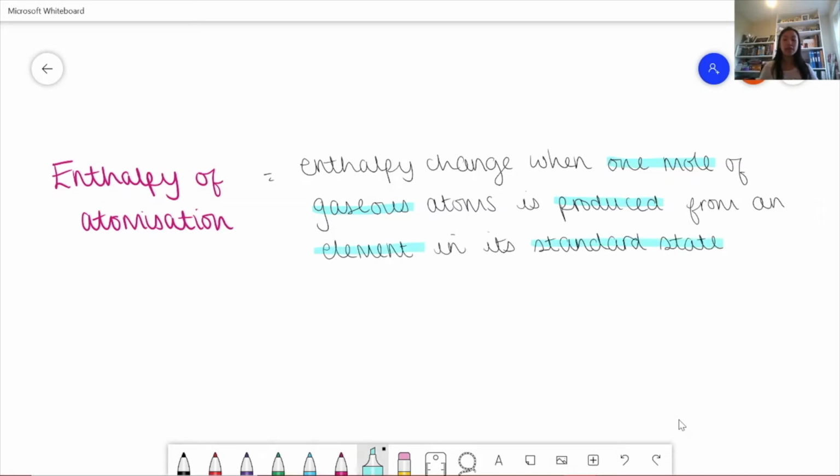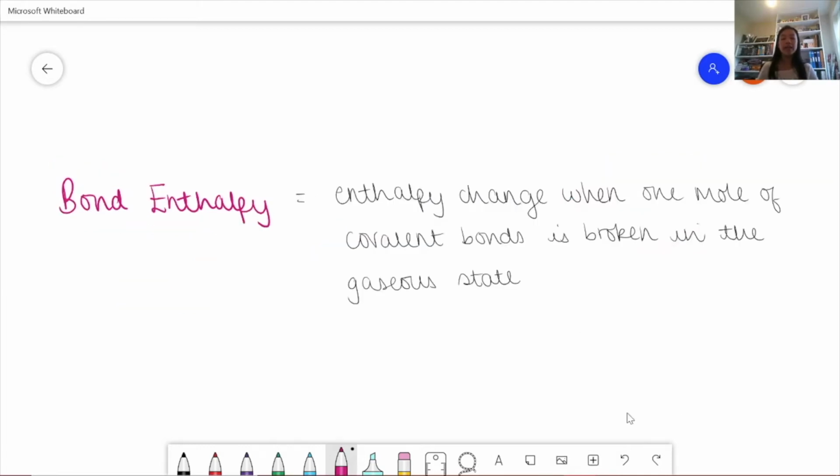And so, for example, we could have iodine. So we want to produce 1 mole of gaseous iodine. So that's what we have as the product. And so we need half an iodine molecule. And iodine normally comes as a solid in its standard state. And we denote the enthalpy of atomization as delta H at with the small symbol for standard.